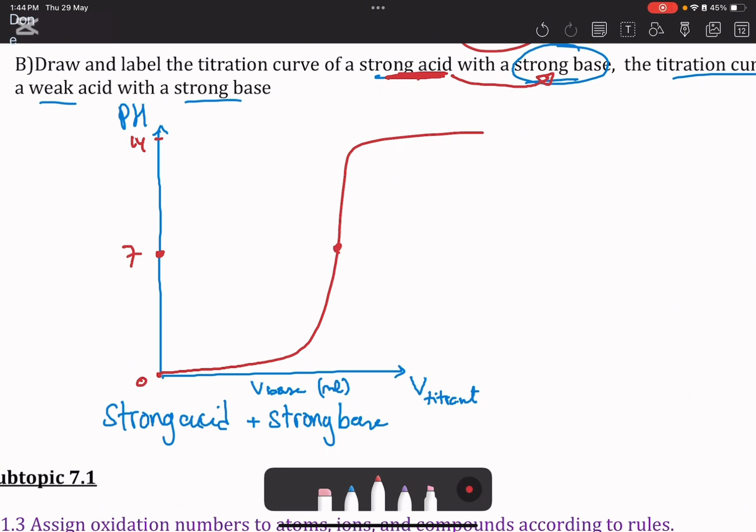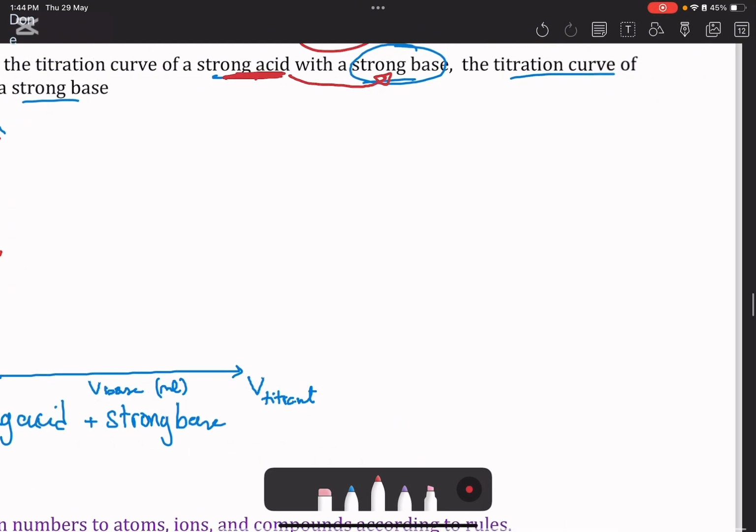So the middle of this curve, you have to indicate it to show that this is the volume at the equivalence point, and this is the pH at the equivalence point, and it's equal to 7.